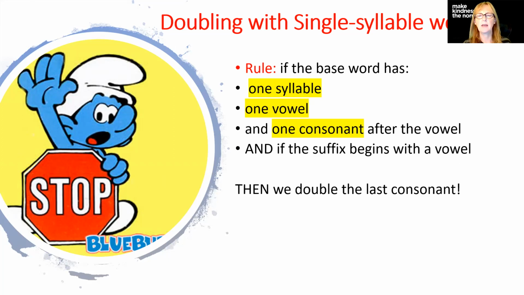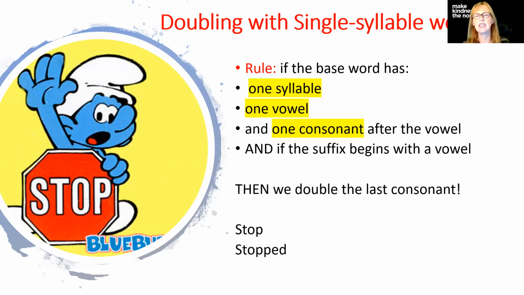So for example, this little Smurf here is holding the word stop. So we have the word stop. Stop has one syllable, stop. How many vowels does it have? One vowel, the short O sound. Does it have one consonant after that vowel? Yes, it does. So now we're going to double the consonant. So we're going to make two P's. We're going to make a second P. Write a second P. Stopped.